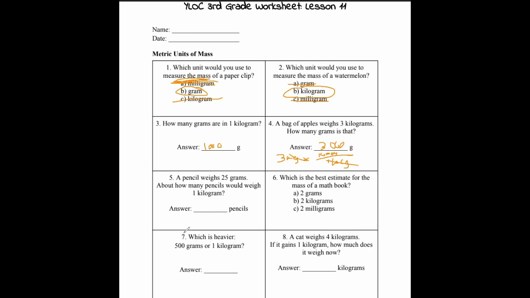A pencil weighs 25 grams. About how many pencils would weigh 1 kilogram? If a pencil weighs 25 grams, you'd need at least 4 to get 100 grams. And knowing that 1 kilogram is 1,000 grams, you would need to multiply both numbers by 10, so you'd get 40 pencils.